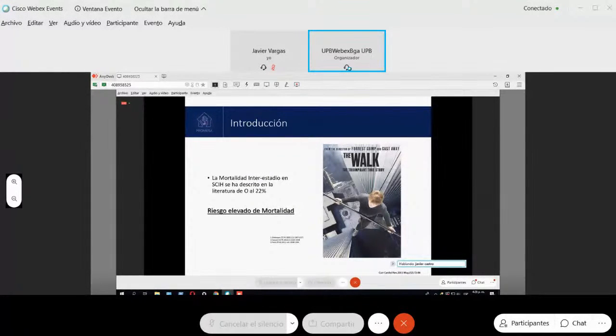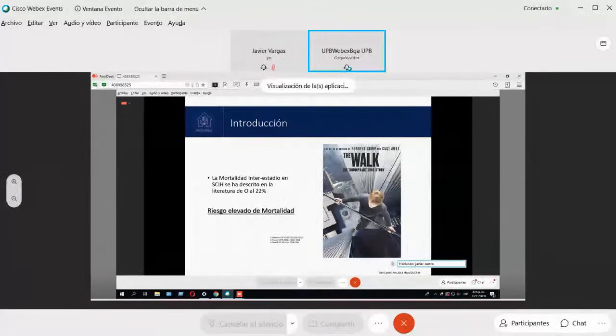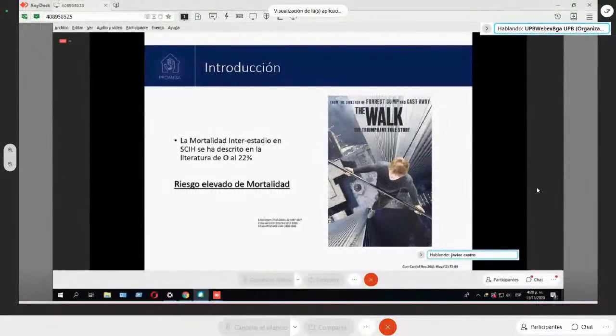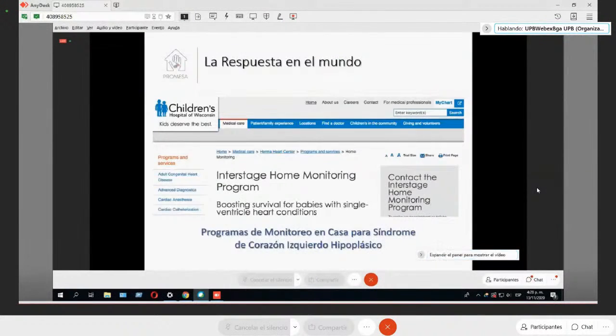As you can see, this person walking on the wire, this is a balancing act that requires a lot of training, sacrifice, effort. But these children are very vulnerable and they may fall in deterioration. There is a high risk of mortality then. The response in the world, as Dr. Chitra mentioned, is the interstage home monitoring programs.